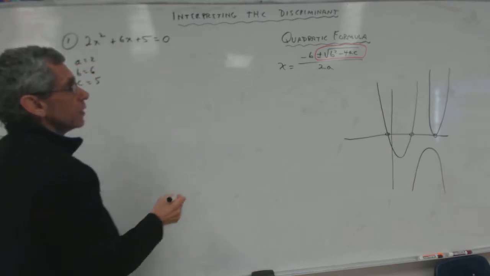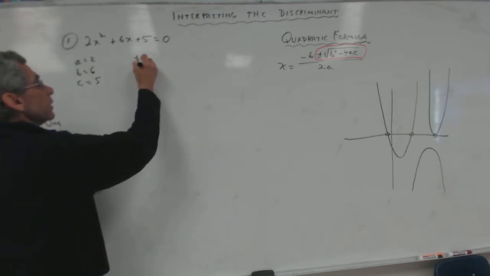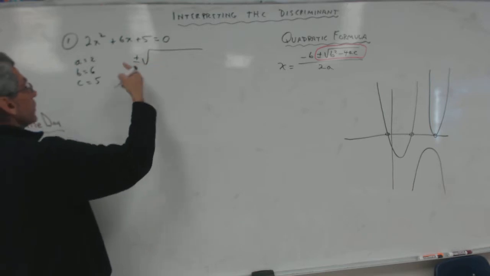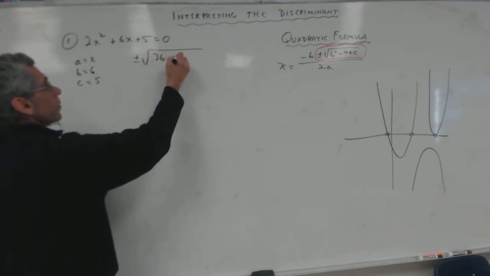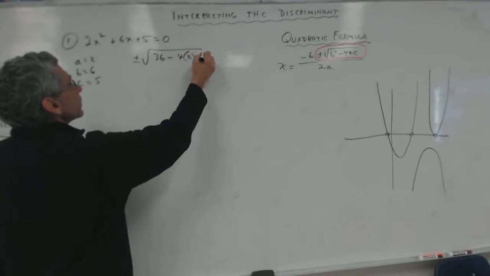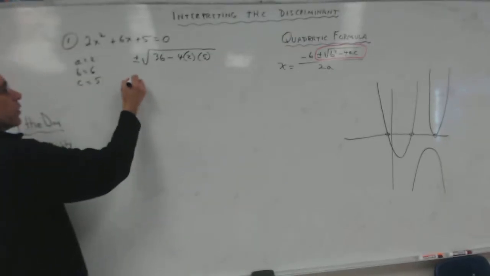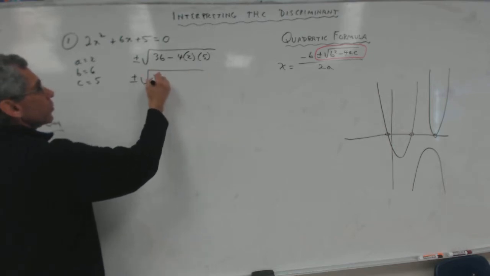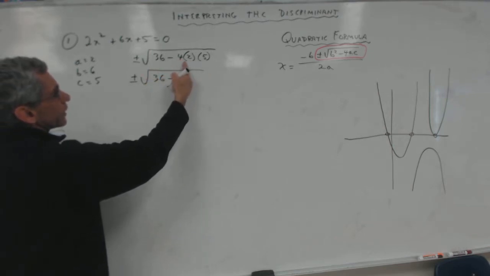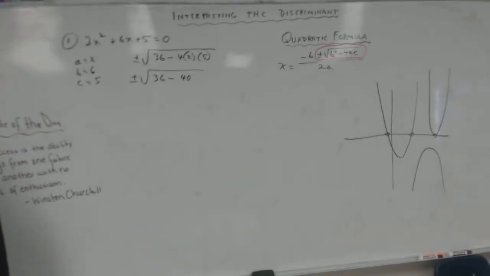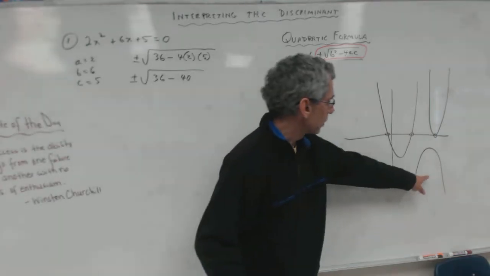All I'm going to do is use my discriminant. I've got b squared, 6 times 6 is 36, minus 4 times 2 times 5. So I've got plus or minus the square root of 36 minus 4 times 2 is 8, 8 times 5 is 40. What do you notice? Is the answer going to be positive, negative, or 0? It's going to be negative. Therefore, what do we know immediately? There are no solutions.